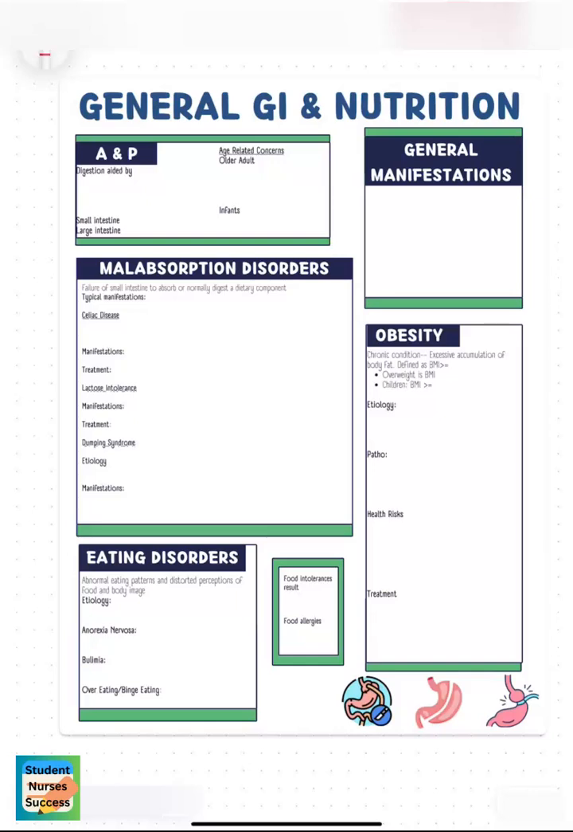Today on Student Nurses Success, we're going to start our GI series. This first map is just going to cover some general gastrointestinal and nutritional information. The other maps will cover the pancreas and gallbladder. I have a map that covers liver, and I also have one map that covers the rest of the gastrointestinal disorders from the stomach, small intestine, and large intestine. Let's go ahead and get started.